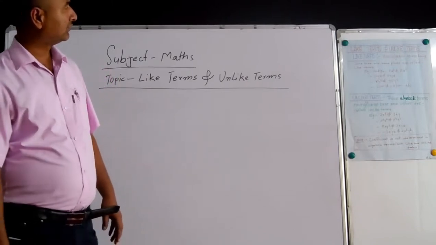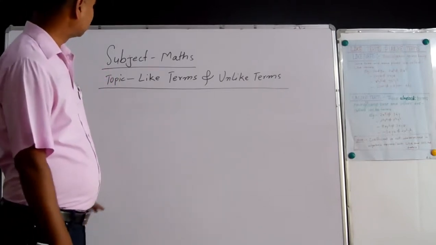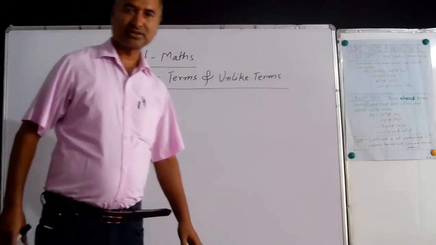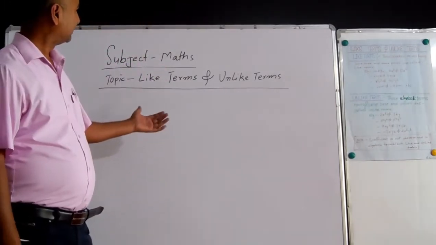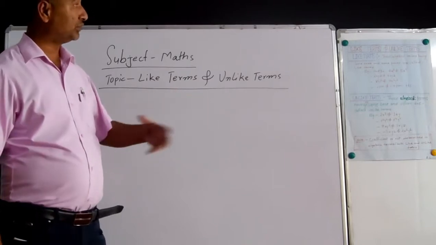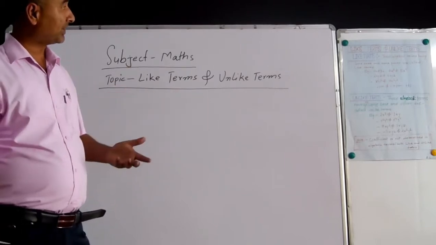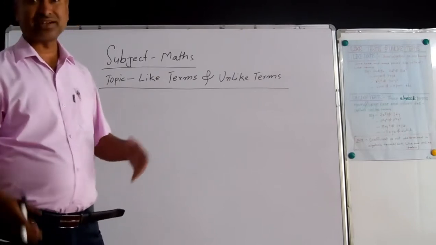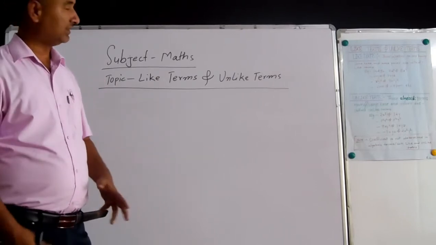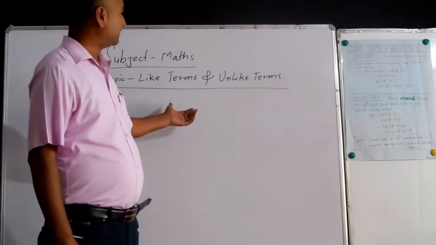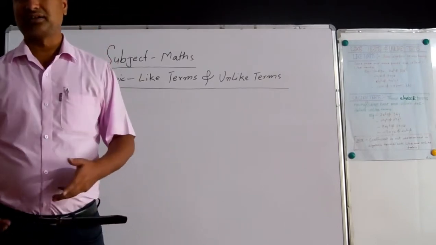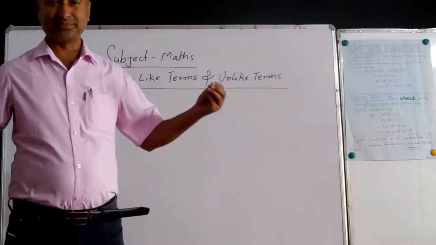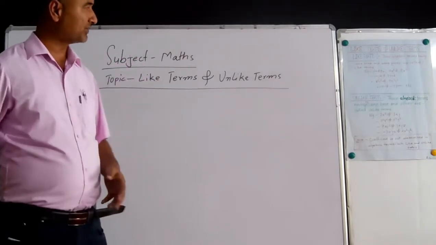Dear students, we have discussed lots of things in algebra in the previous episodes. Now today we are going to discuss like terms and unlike terms. It is commonly used in algebra. In arithmetic, we say like fractions and unlike fractions. In a similar way, in algebra, we say like terms or unlike terms. So don't be confused between these fractions and algebraic terms.